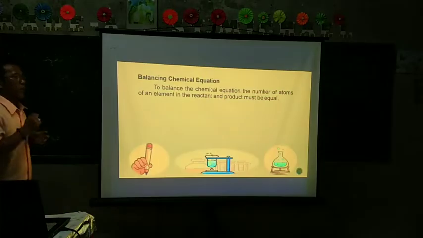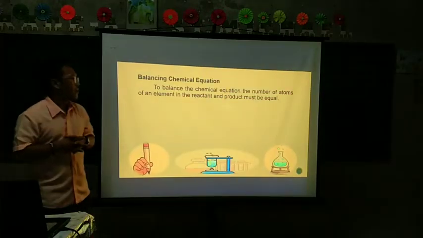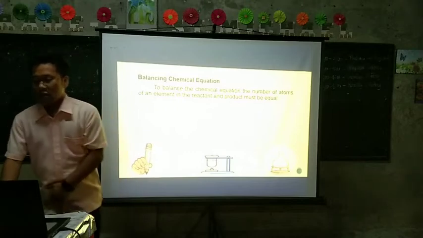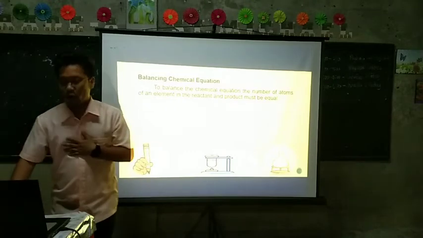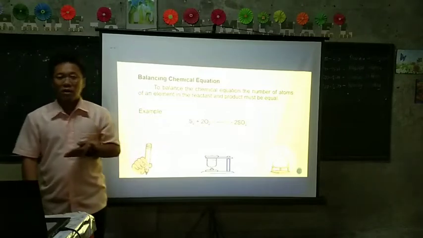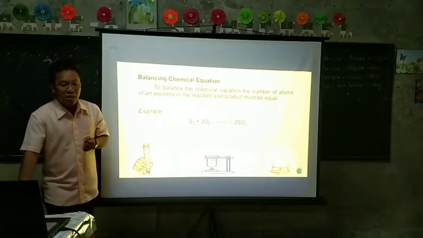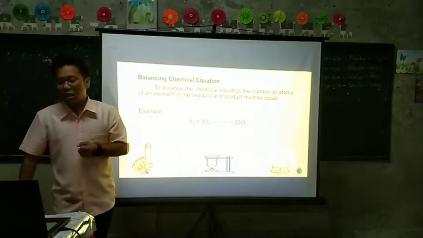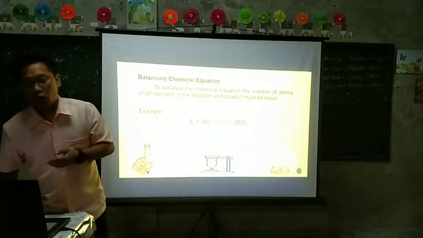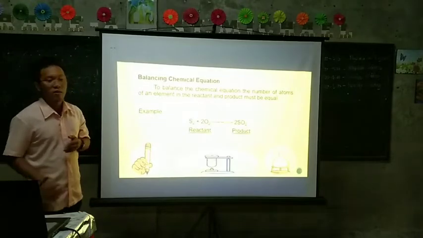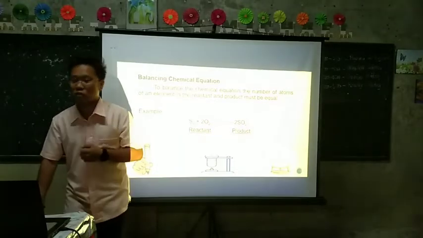To balance the chemical equation, the number of atoms of an element in the reactant and in the product must be equal. For example, we have here sulfur added to oxygen, and it produces sulfur oxide. So the reactants there are the sulfur and the oxygen, and the product is the sulfur oxide.